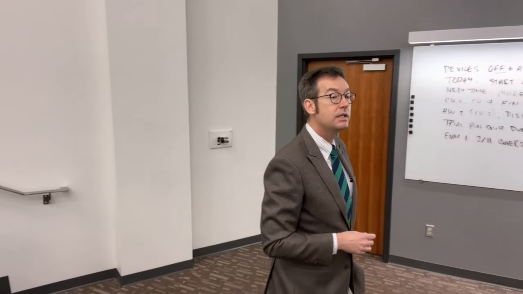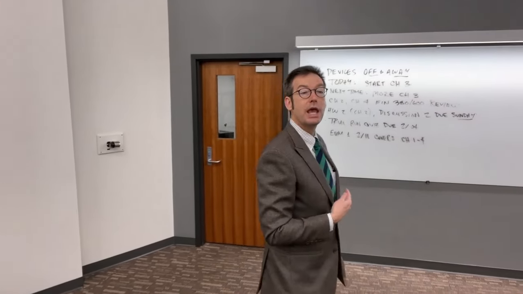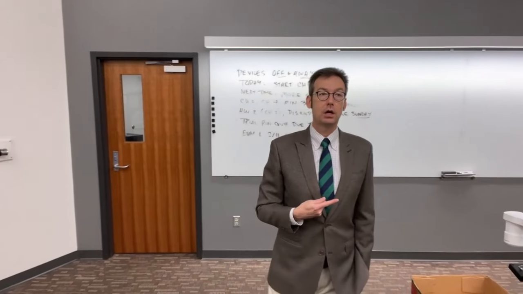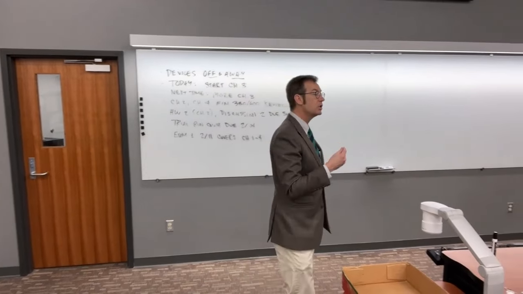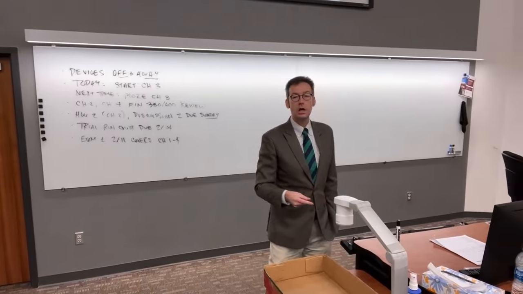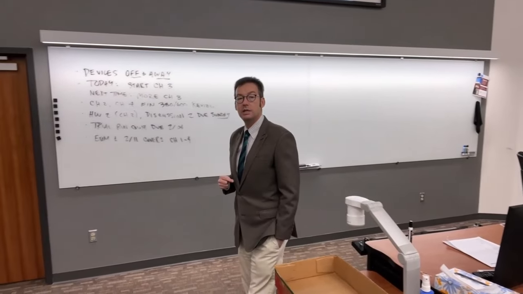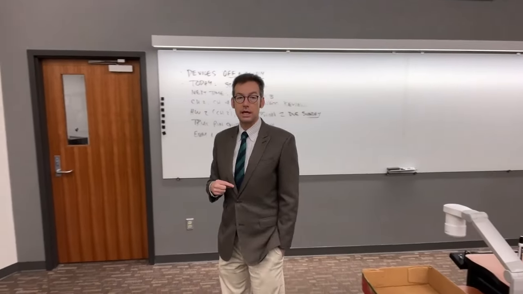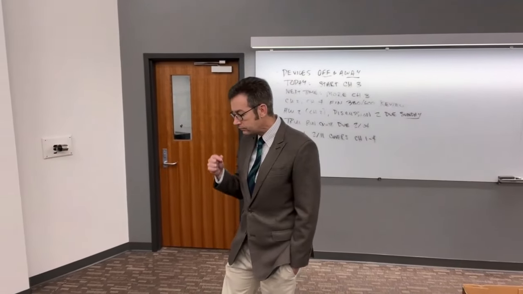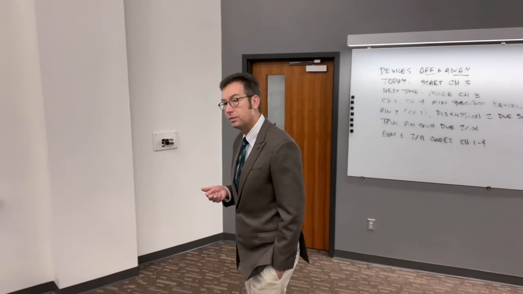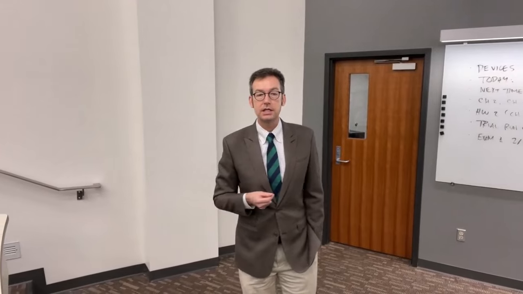Current assets are things we expect to produce cash within the next year. Current liabilities are things we expect to consume cash within the next year.